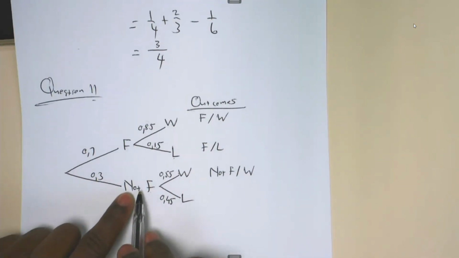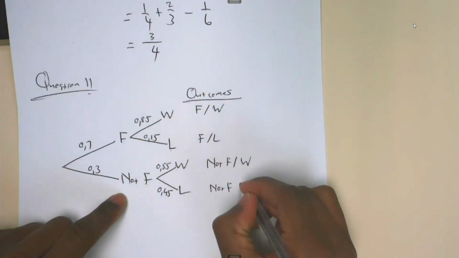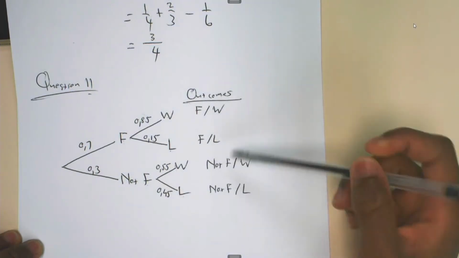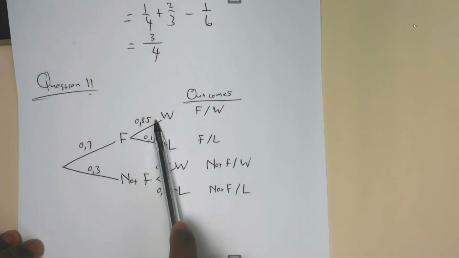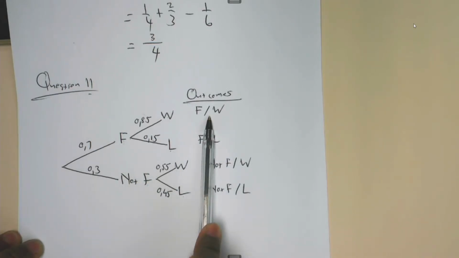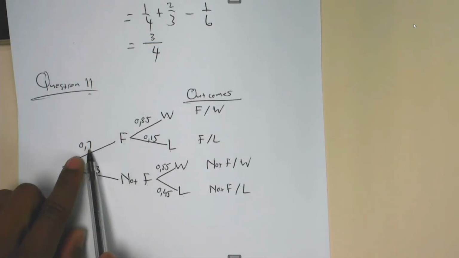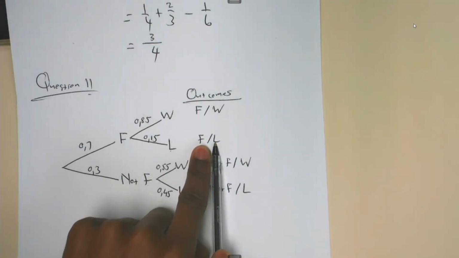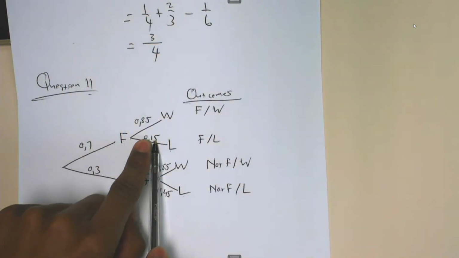And they can still be not fit and lose the match. So, not fit and lose the match. So these are our possible outcomes. To know the probability of each outcome occurring, you multiply the probabilities that got you there. So in order for me to know the probability of being fit and winning the match, multiply 0.7 with 0.85. If you want to know the probability of being fit and losing the match, 0.7 multiplied by 0.15.